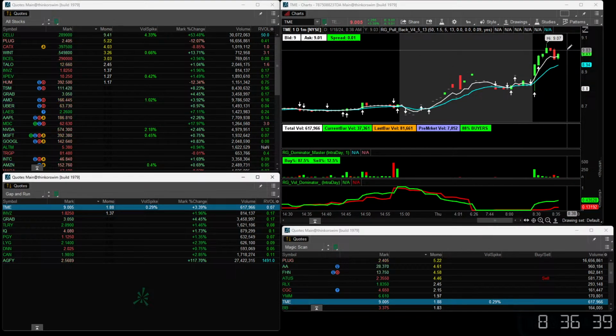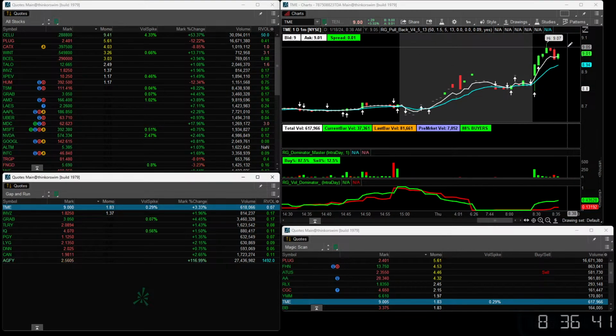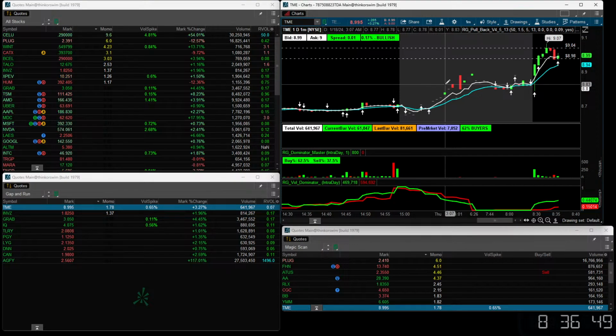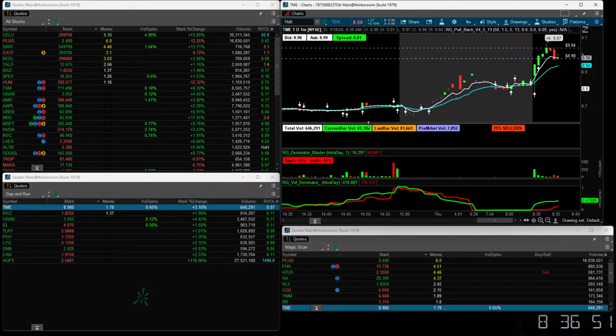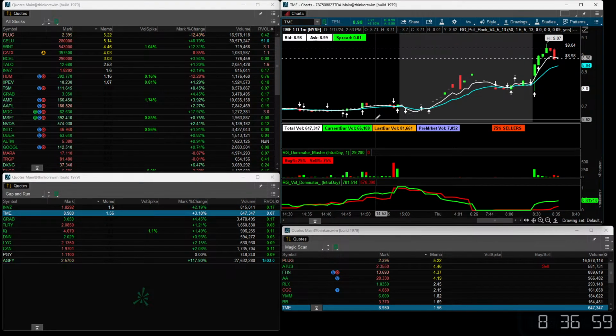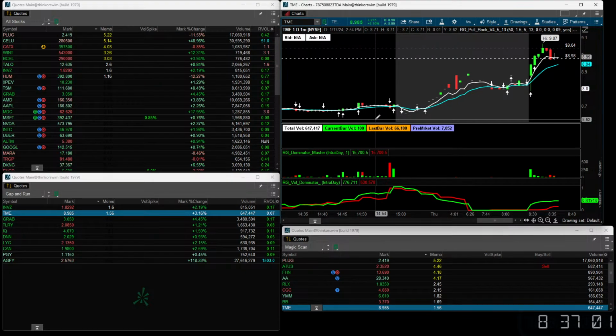TME could be a pullback right here. Let's see if it happens. There would be resistance. This would be support. Let's see if we get a run up from here. The volume is low. Not real low, but it's low. And it's pausing. That's a bad sign. So don't trust this one at all.